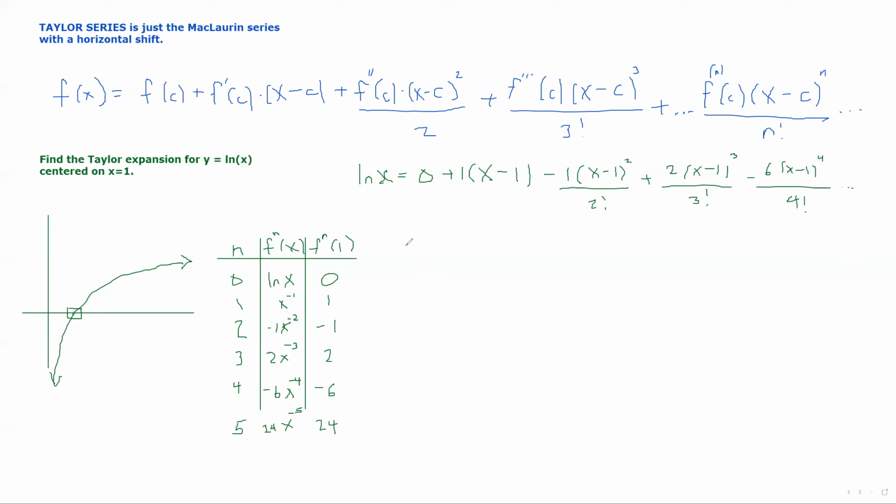Can we simplify this? So we've got x minus 1 minus x minus 1 squared over 2 plus 3 factorial is 6. 2 divided by 6 is 3. So x minus 1 cubed over 3 minus 4 factorial is 24. 6 over 24, we end up with a 4 on the bottom. Over 4 dot dot dot.